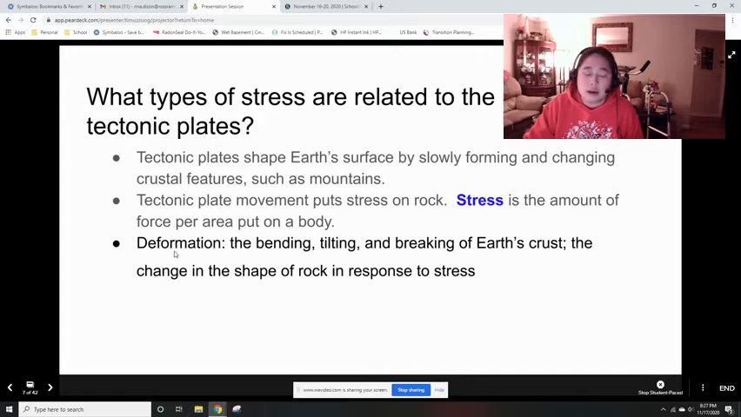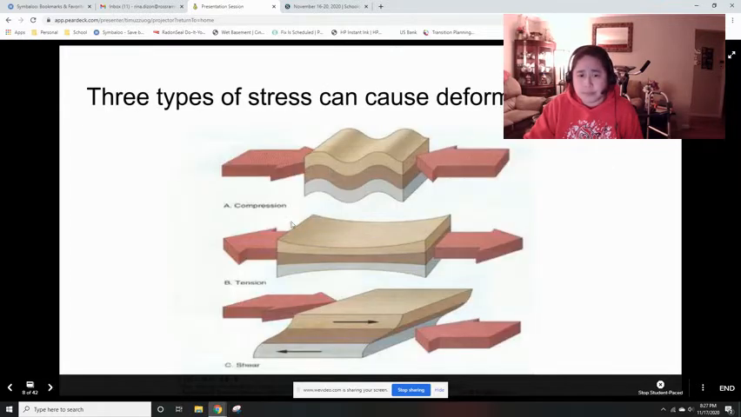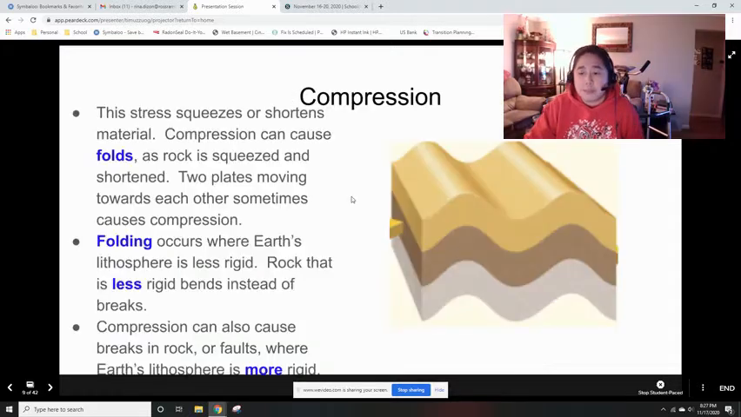So stress causes deformation. And there are three types of stresses that we're going to talk about. There's compression, tension, and shearing. So these are the three types of stresses. We're going to go through each one of these. The first one is compression.